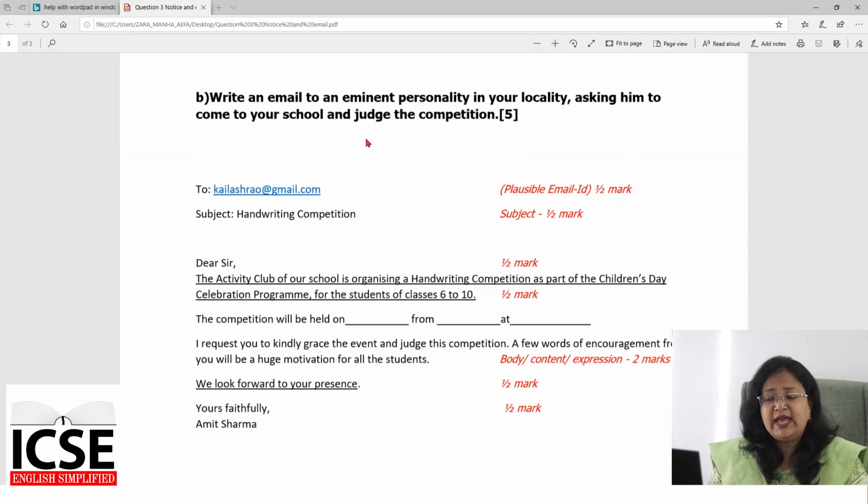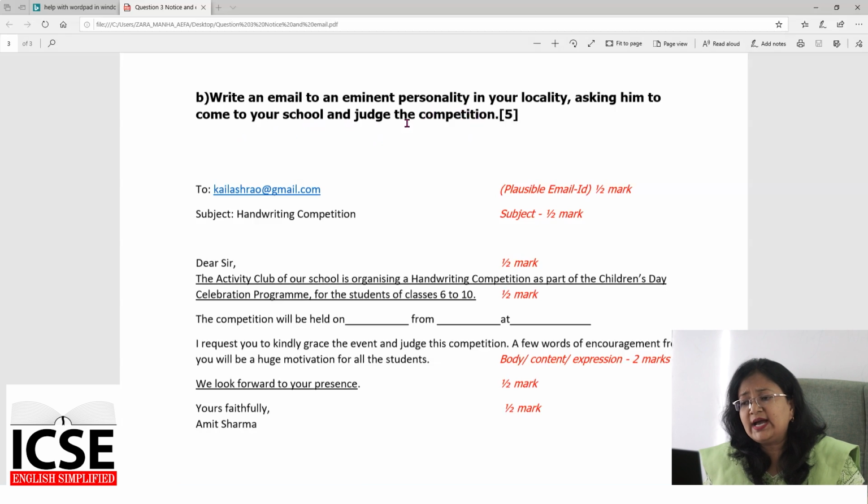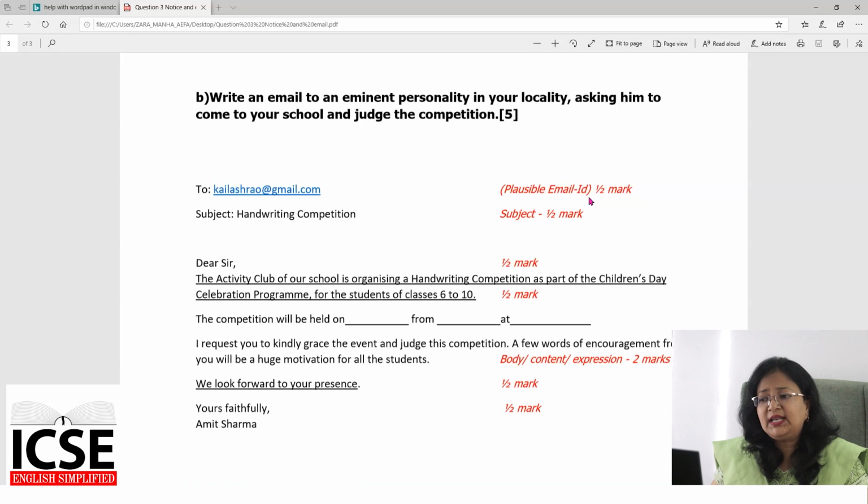Write an email to an eminent personality in your locality asking him to come to your school and judge the competition. Roughly, your question will be something like this. So first, we need to give an email ID. It should be a plausible email ID that carries half a mark. So here I have written a fictitious name, kailashRao@gmail.com. You could come up with any name that sounds plausible, but it should not be far-fetched.